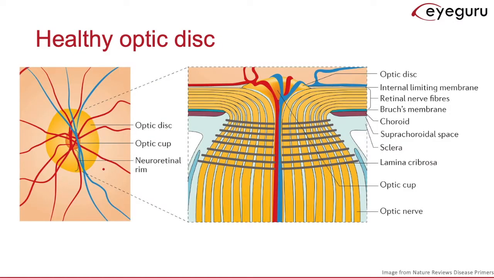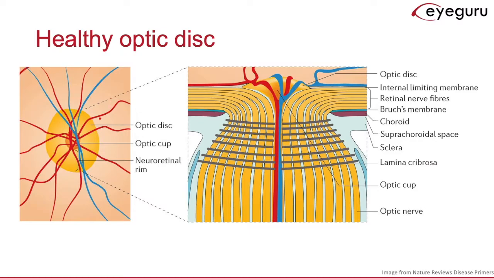So let's review the anatomy of the optic disc. So the optic disc is also known as the optic nerve head, and it's the point of exit for ganglion cell axons leaving the eye, and it's also what forms our blind spot. The optic cup is a white cup-like area in the center of the optic disc that contains no nerve fibers. The nerve fibers actually run between the border of the cup and the disc, and that's known as the neuroretinal rim.